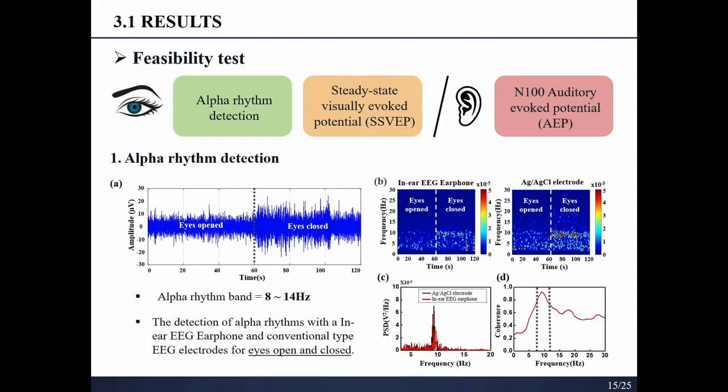The feasibility test was performed to evaluate the developed device. So three feasibility tests were performed. Two are related to visual stimulation, and one is related to auditory stimulation. The first feasibility test was the alpha rhythm detection test.